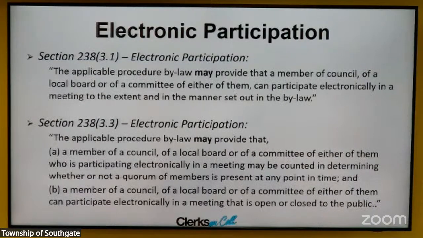And here are a couple of other optional sections of the Act that relate to procedure bylaws. Section 238, subsection 3.1 and 3.3 address electronic participation of members. Electronic participation was added to the Municipal Act a few years ago during COVID, and it's become a vital way to conduct council and committee meetings today if you're unable to attend in person. Although we still recommend that in-person attendance is best for meetings. And again, we're going to talk a bit more about that later in the presentation.